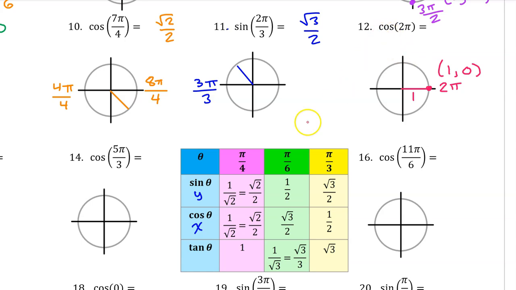On the unit circle, cosine is the x value, and in this case the x value is 1. So the cosine of 2 pi is 1.